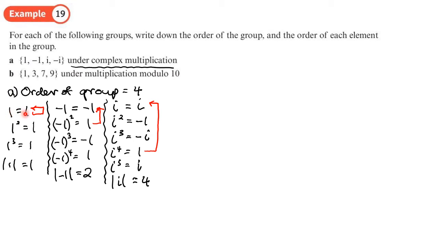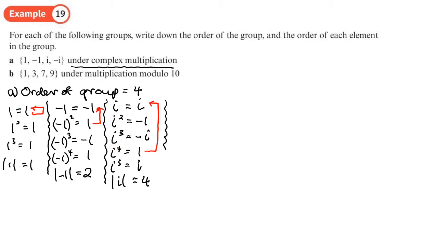Yeah, when we hit the identity, we go back to the original element. So here, obviously the identity, we just go around it, this little loop. Here with -1, when you square it, you get to the identity. Then you go back, you go around that loop. Here with I, when we get to I to the power 4, we get to the identity. Then we go back, so that's why the order is 4.